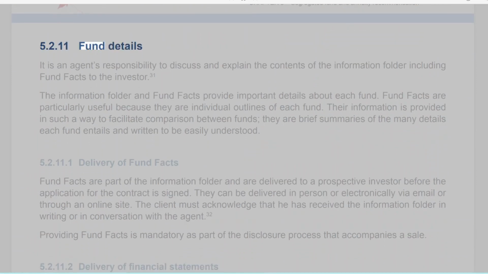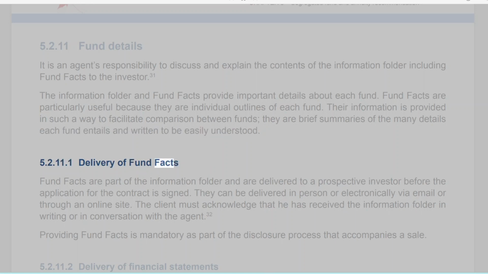5.2.11 Fund Details. It is an agent's responsibility to discuss and explain the contents of the information folder including fund facts to the investor. Point 31. The information folder and fund facts provide important details about each fund. Fund facts are particularly useful because they are individual outlines of each fund. Their information is provided in such a way to facilitate comparison between funds. They are brief summaries of the many details each fund entails and written to be easily understood.